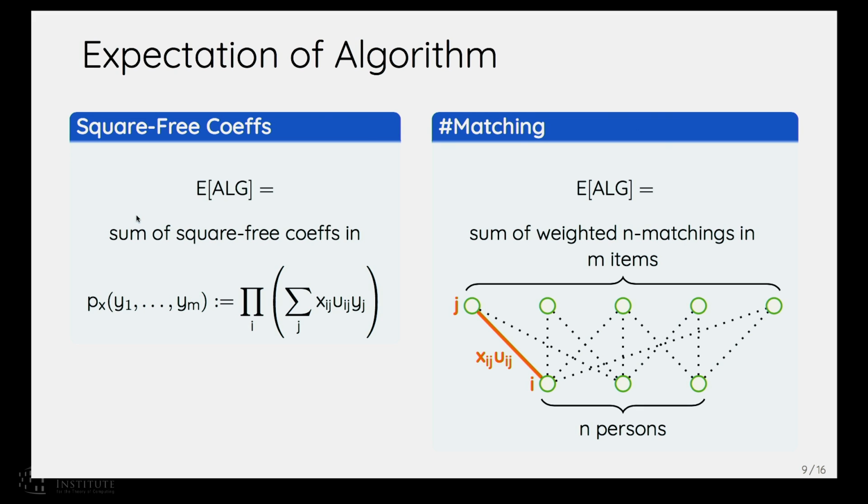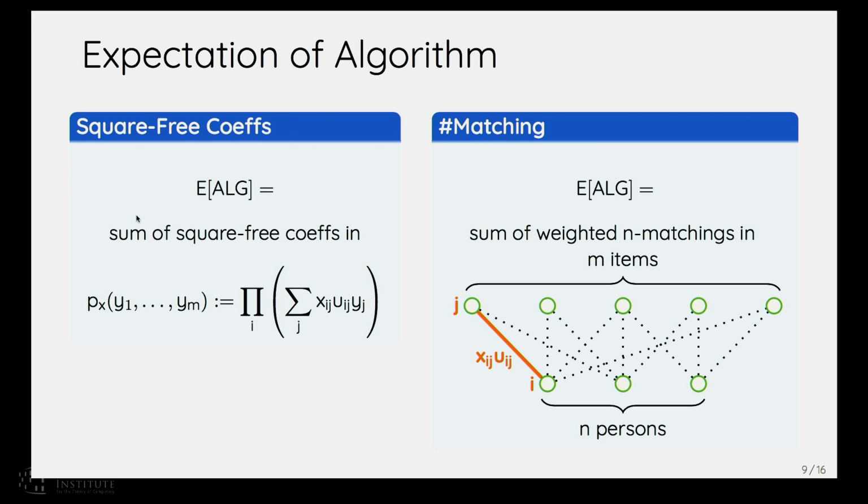The second thing I want to prove, and actually the first thing is proved using the second one, is that the expectation of the algorithm is the sum of weighted matchings in this bipartite graph. Okay, so this is the same graph as before. I've replaced the people and the items with nodes. So on the bottom, I have my people. On the top, I have my items.